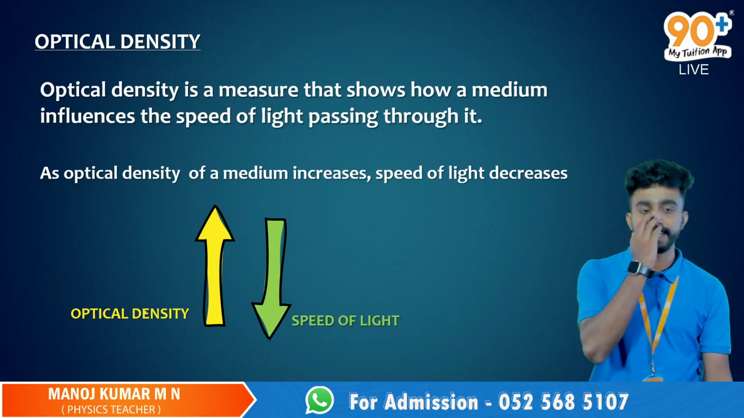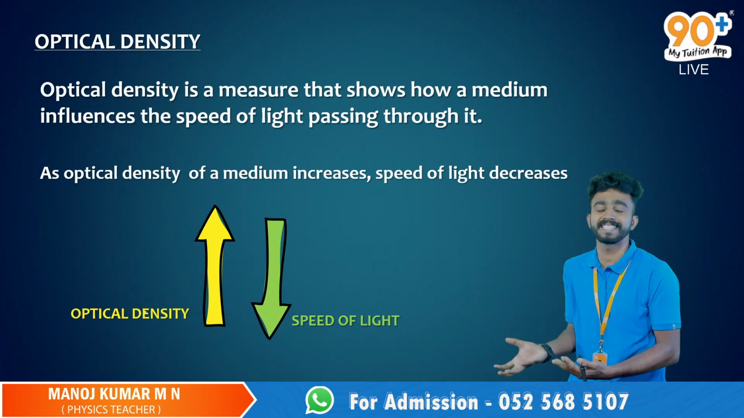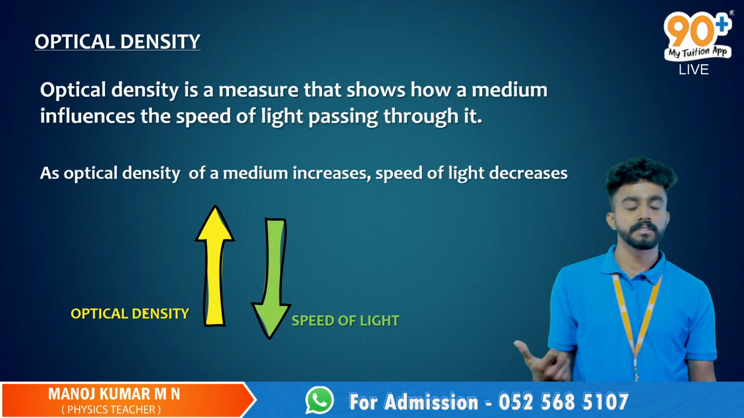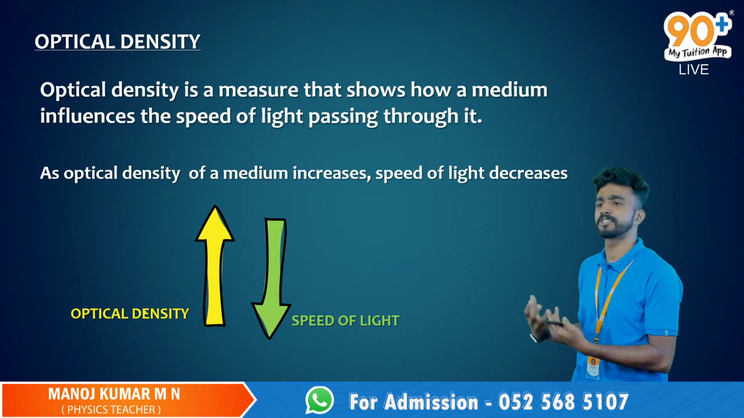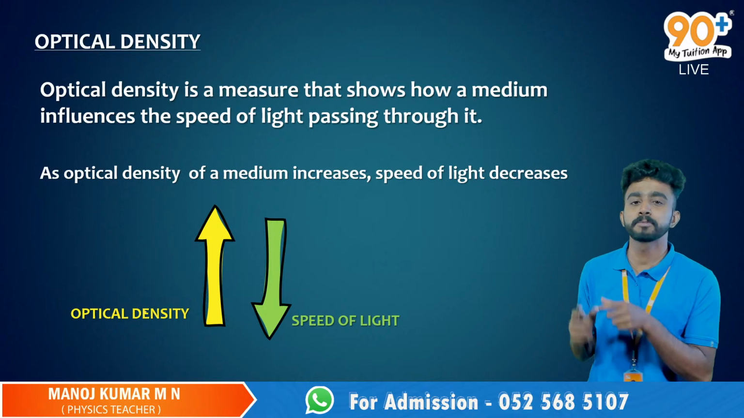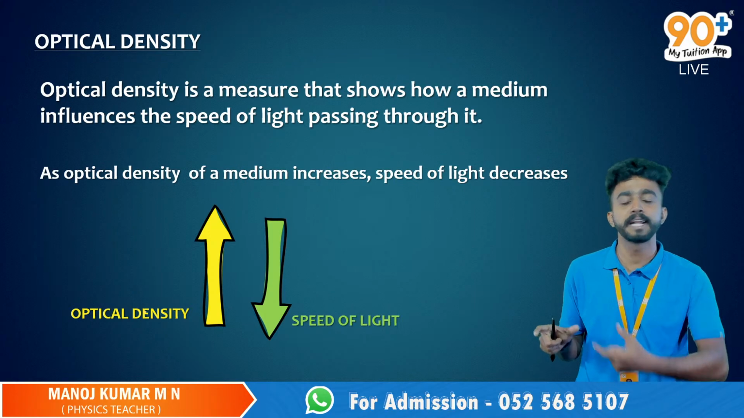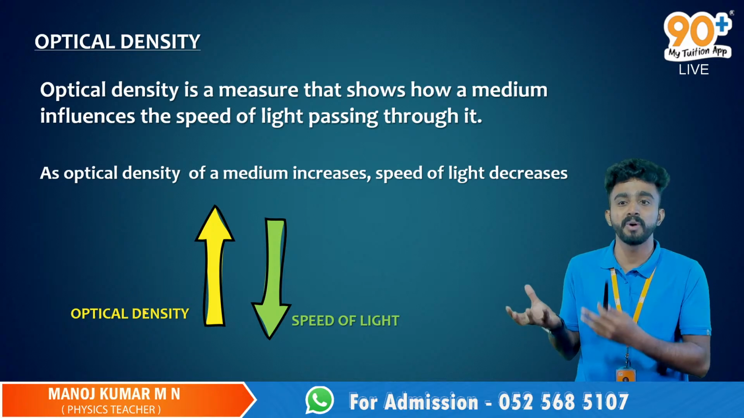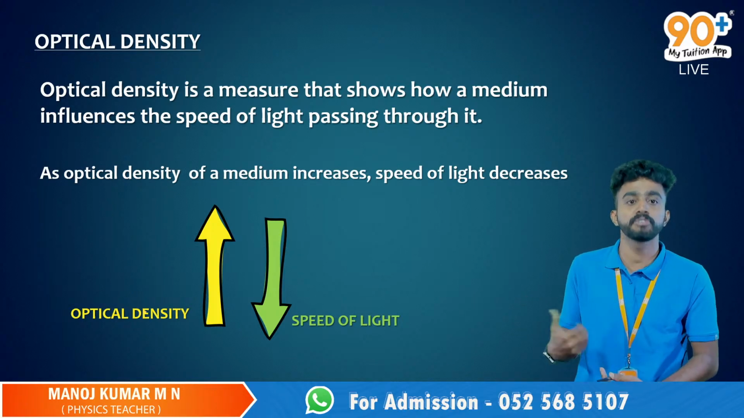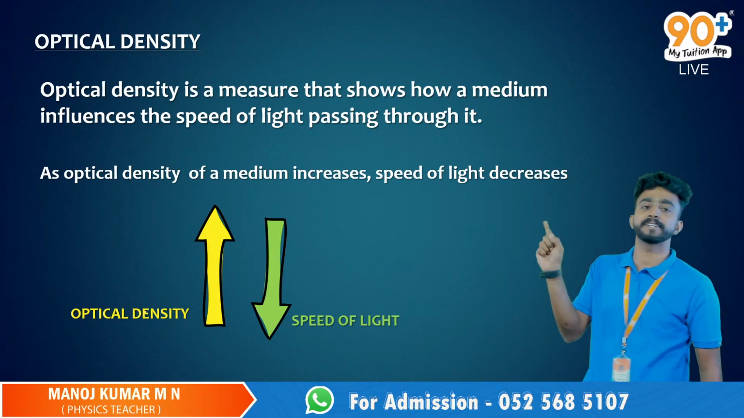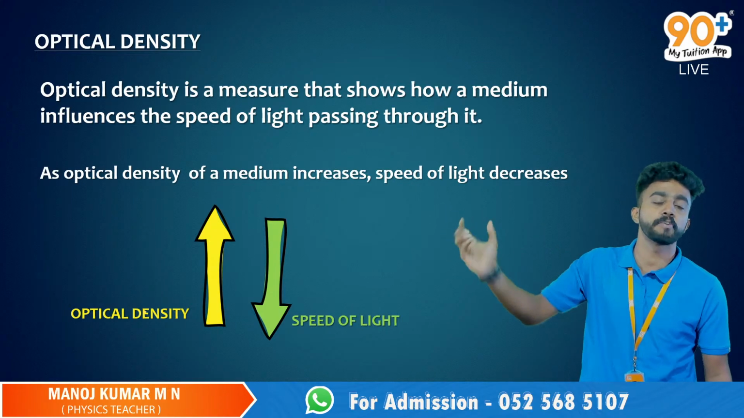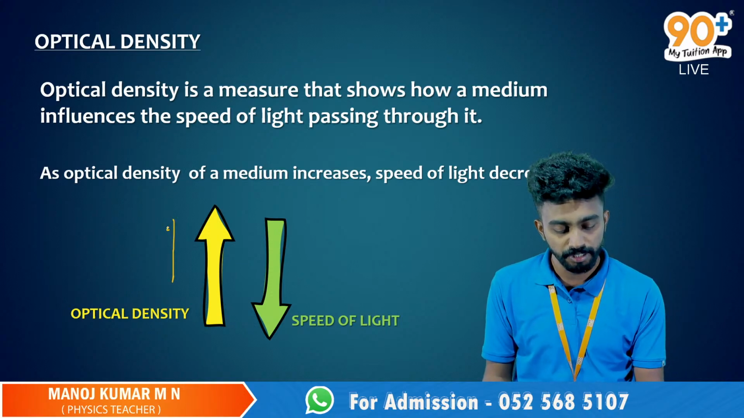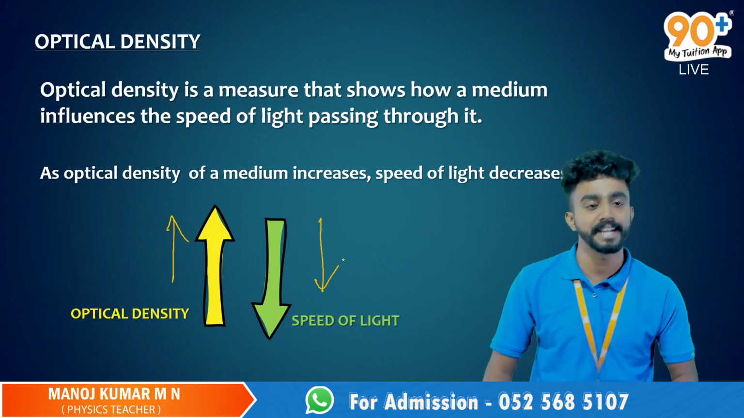Optical density is a measure that shows how a medium influences the speed of light passing through it. I told you, in a rarer medium the speed of light will be faster, and in a denser medium the speed of light will be slower. So that is the measure of it. How it becomes slower and faster is because of that particular property, termed optical density. As the optical density of a medium increases, the speed of light decreases. It is inversely related.